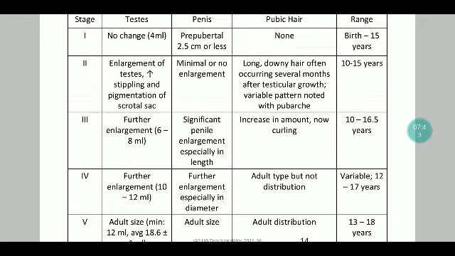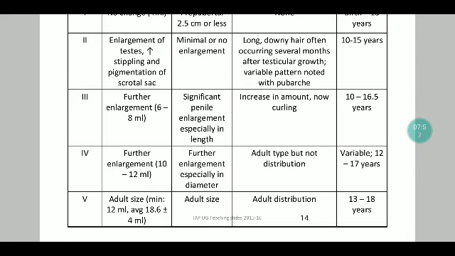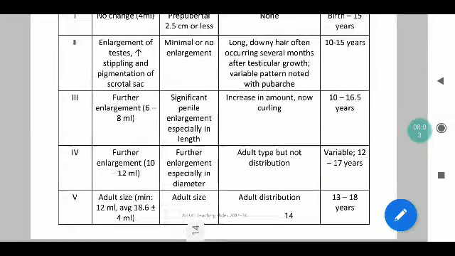Stages 3 and 4 do show subsequent enlargement of both the testis and the penis based on the size, 6 to 8 ml volume for testis in stage 3 and 10 to 12 ml in stage 4. And age is variable and the upper limit is considered as 17 years. It is important to keep in mind that SMR5 is more or less the adult distribution, which is commonly seen between 13 to 18 years of age.